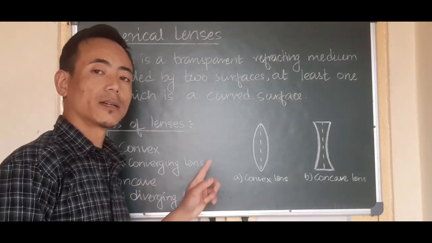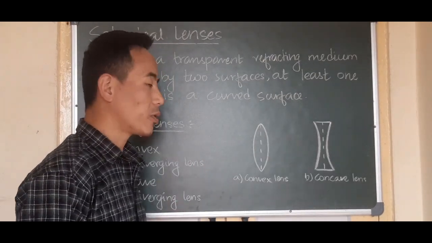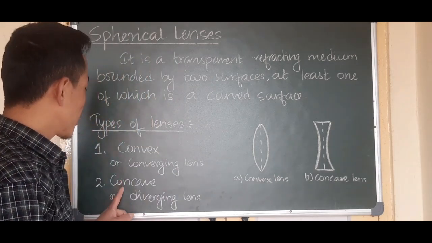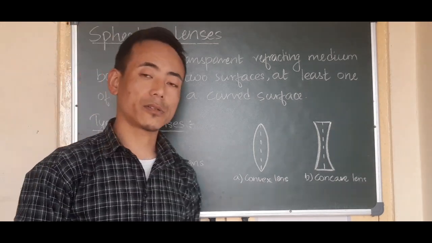So here we will discuss only the two types of lenses, that is convex lens, or we also call it the converging lens. We'll discuss later why we call it a converging lens, and concave lens or diverging lens.